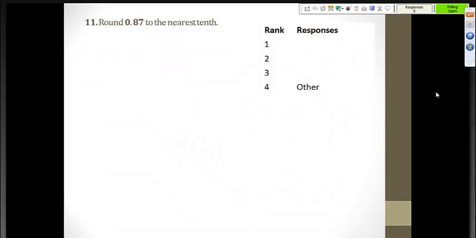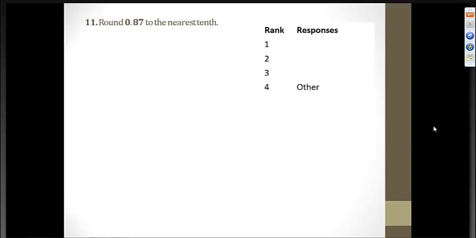All right, we have another question. Only this one says that we have to round a decimal to the nearest tenth. In order to round numbers, whether they're whole numbers or decimals, you need a good idea of what place value is. So in our number over here, the 0.87, the 0 is in the ones place. The 8 is in the tenths place, and the 7 is in the hundredths place.